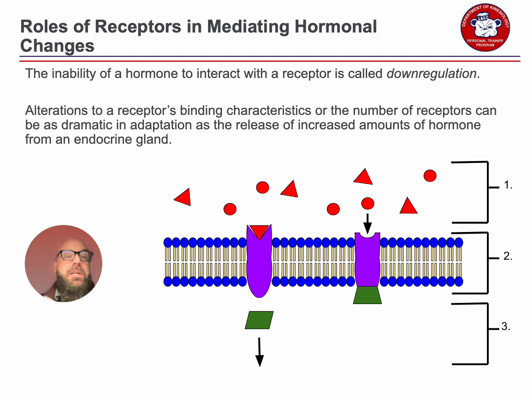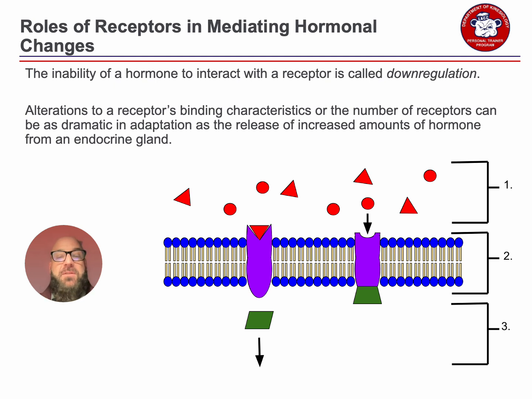So the inability of a hormone to interact with the receptor is also called downregulation. So that's what we were just talking about. In this example, you're going to see a little bit cleaner picture. You can imagine that's actually the surface layer of a tissue in blue with the little lines. So the blue little circles going across in section 2. The top, section 1, is going to be all your hormones.